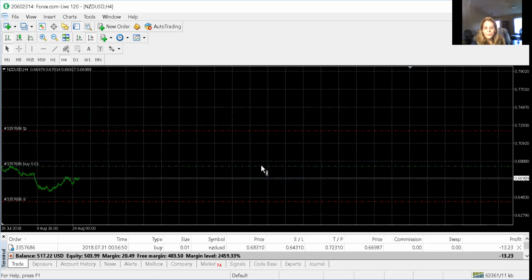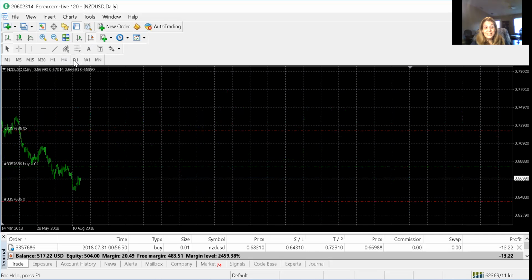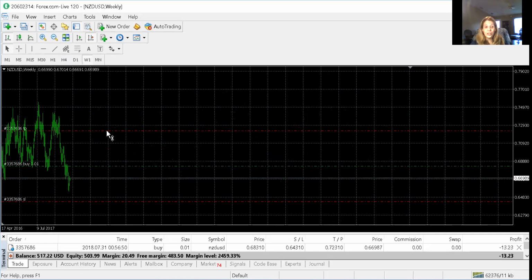Then the 4 hour, which I tend to stay in sometimes, not always, because it gives me a good idea. However, my favorite is the day chart. The day chart is that way because I can see as far back and see exactly where this trade is going to go, exactly how it's going to play out. And if I want more information, I go into the week chart.